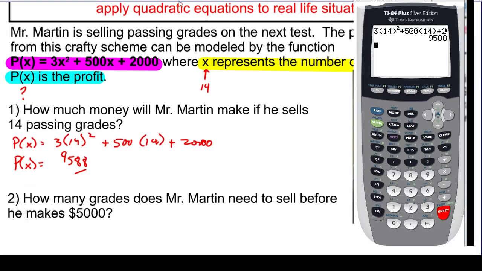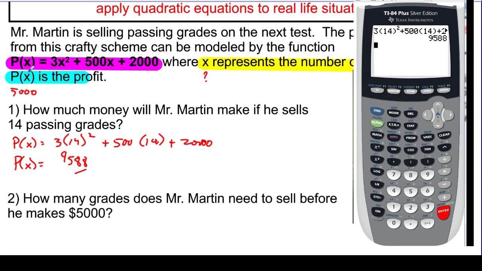It says how many grades? Okay, so let me go up and get rid of this information because they're giving us some new information in this one. Okay? And they're saying how many grades. So again, the question is number of grades. They don't know. So I'm going to say I don't know this, but they're telling me that the profit, the money that I'm going to make, is 5,000. So they're telling me that profit P of x is 5,000.